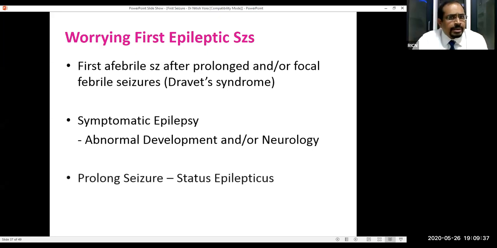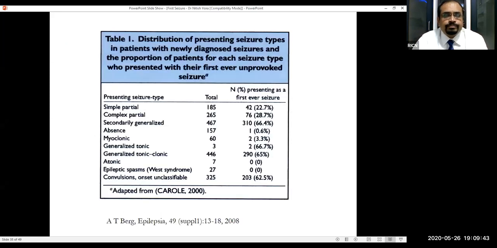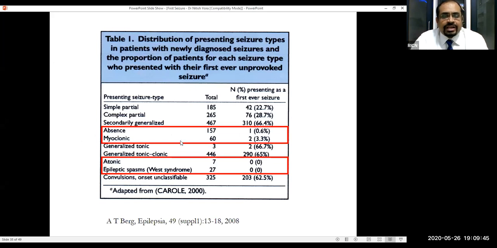Prolonged seizure, status epilepticus, of course, will be worrying. And specific seizure types, we'll be discussing in a few minutes. In summary, if you have absent seizures, myoclonic seizures, atonic seizures or spasms, even when they present to you as a so-called first unprovoked seizure, they would have had at least a few episodes before. So when they come to you, they already had a few seizures before, so they are not first. You always treat them, and they are usually associated with a bad prognosis or epilepsies.